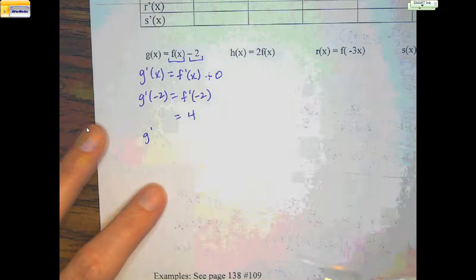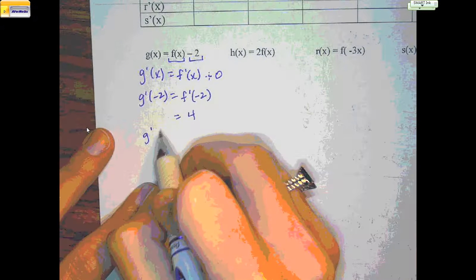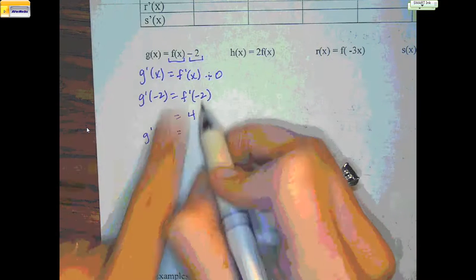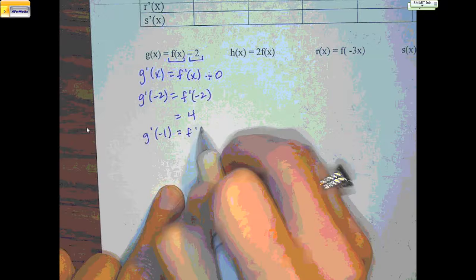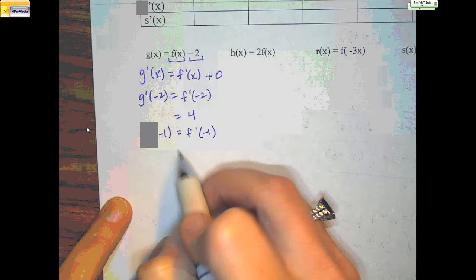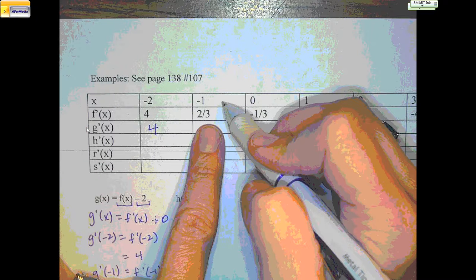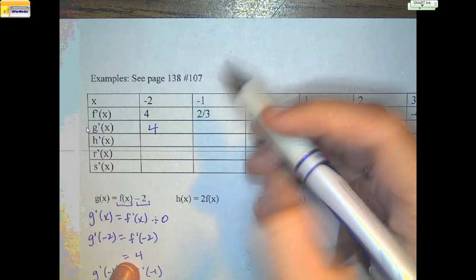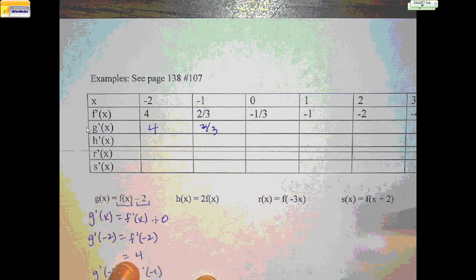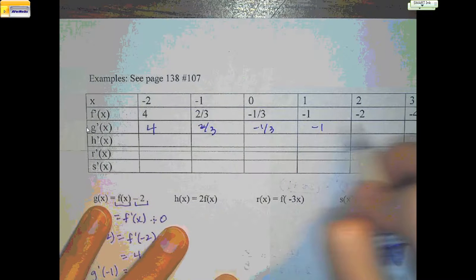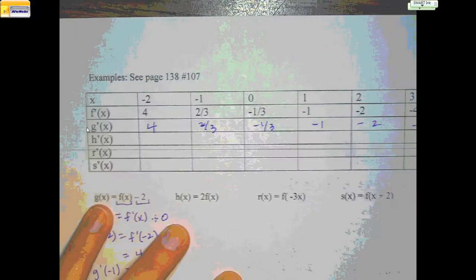If I were going to write this some more, because this is our notes, you wouldn't have to do this on an assignment necessarily, but derivative of g at -1. I go back to my rule. Everywhere I see an x, I put a -1. The derivative of f at -1, according to my chart, is 2/3. So for g of x, it's also 2/3. Think we can finish that row? Sure. Questions?